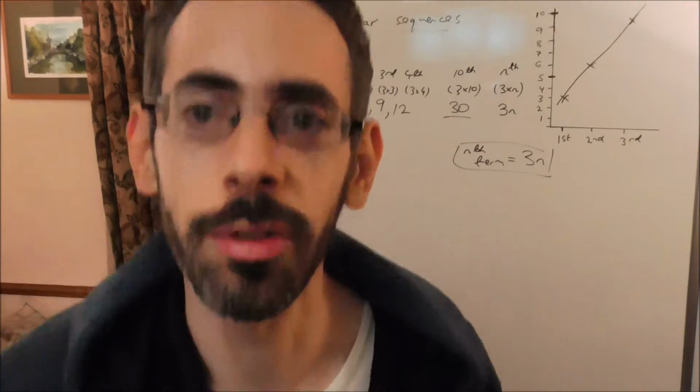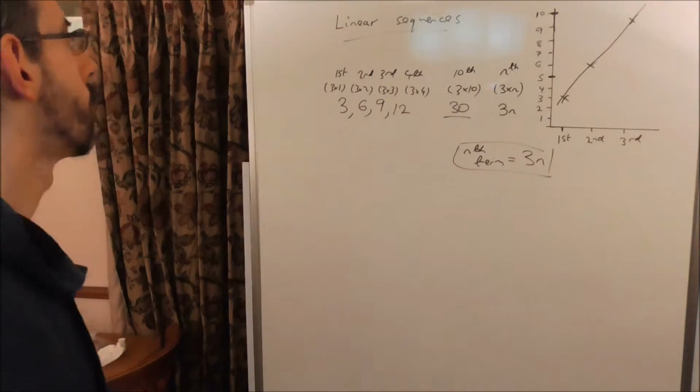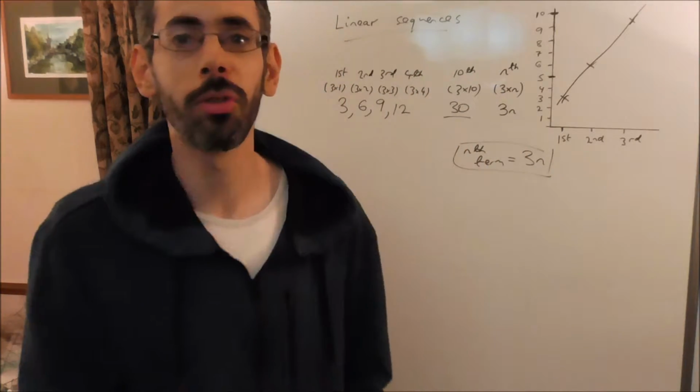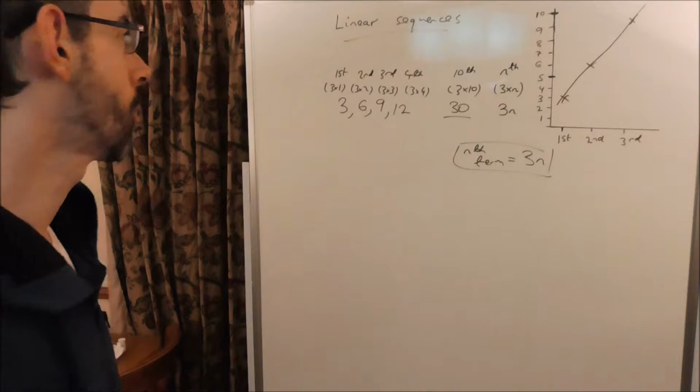Remember, n stands for the position of the term, the position number. So for example, to find the 12th term you do 3 times 12, or to find the 7th term you do 3 times 7. That's all it means.